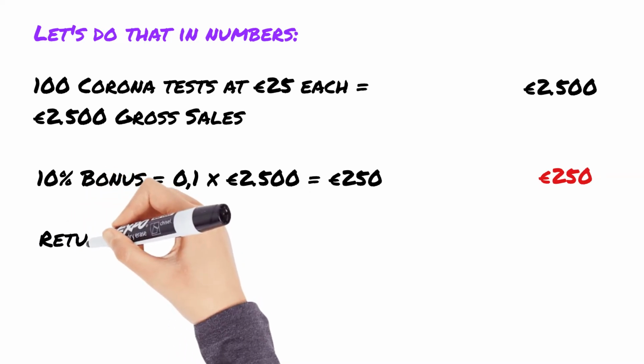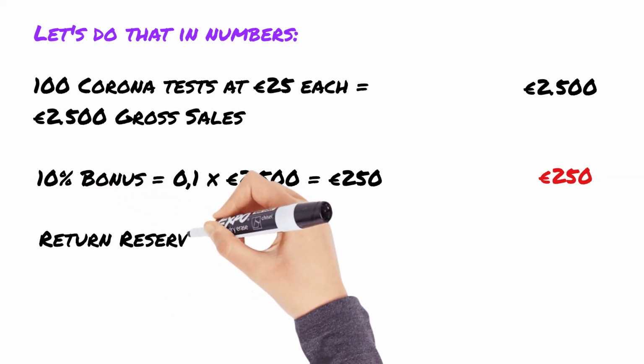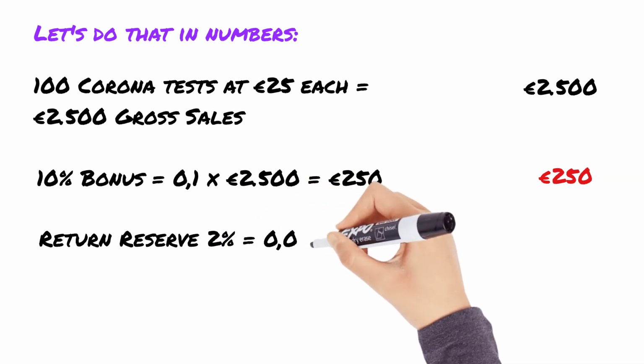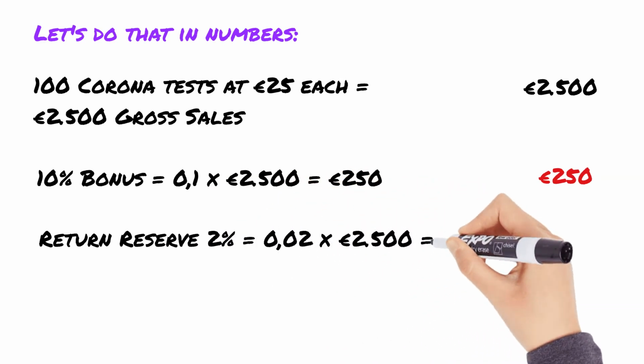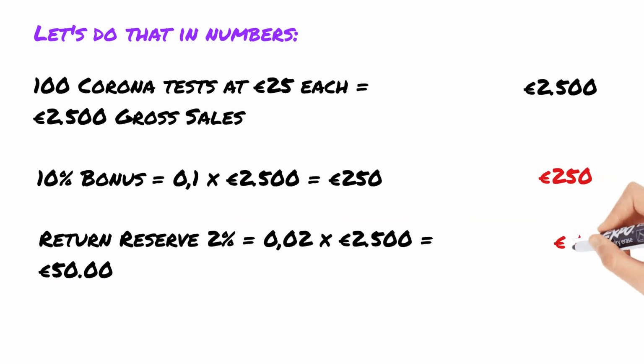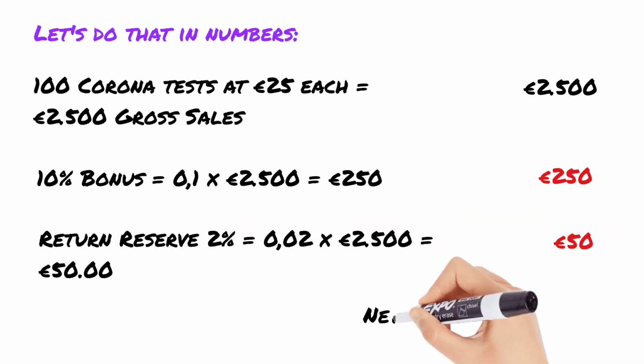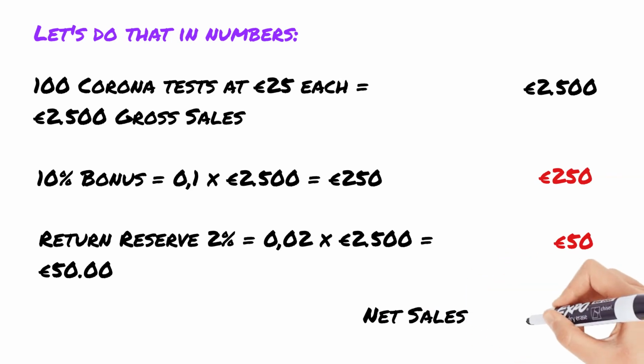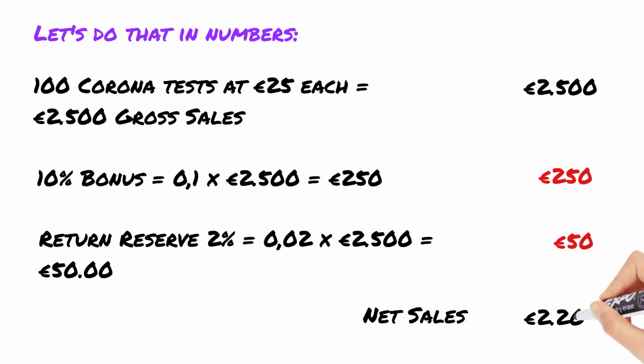In addition, we consulted with finance and they told us that the standard return reserve for the company is 2%, so we take 2% of 2,500 euros gross sales, and that equals the deduction of 50 euros, also shown in red. Finally, we subtract 2,500 minus 250 minus 50 equals a net sales of 2,200 euros.